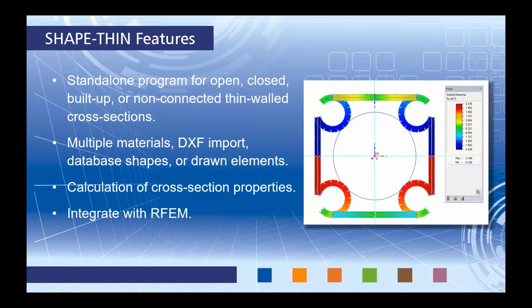Regarding Shape Thin, this is a standalone program for open, closed, built-up, or non-connected thin-walled cross-sections. If we have unique cross-sections that we don't have available within RFEM, then we can utilize Shape Thin for this. You can create custom cross-sections with multiple materials. We can import a DXF file, which is what we'll do today. You can choose database shapes to create a built-up section, like from the AISC, the ADM, the CSA standard, or you can completely draw your elements yourself. The purpose of Shape Thin is to calculate the cross-sectional properties, and then from here we integrate this custom cross-section into RFEM with our full structure.